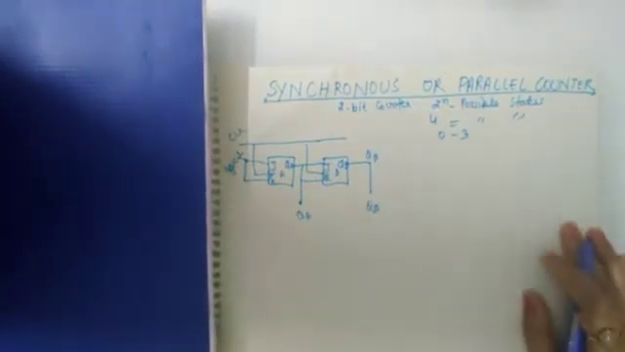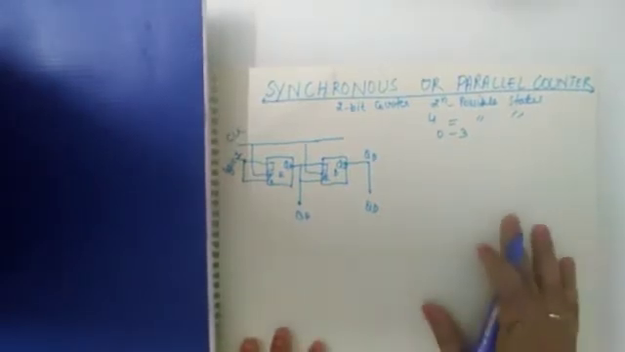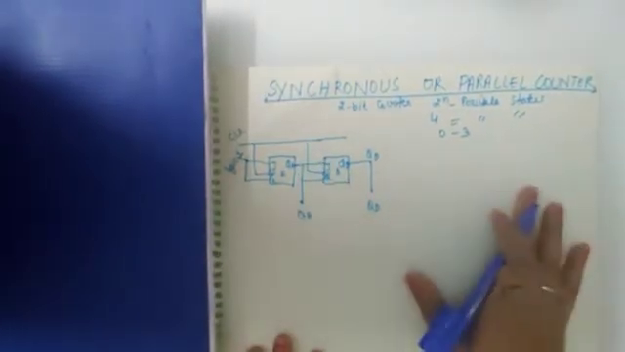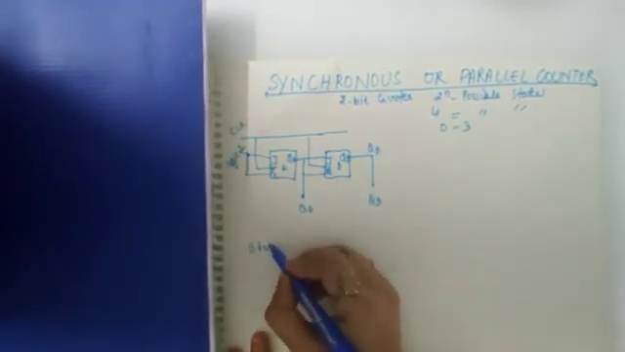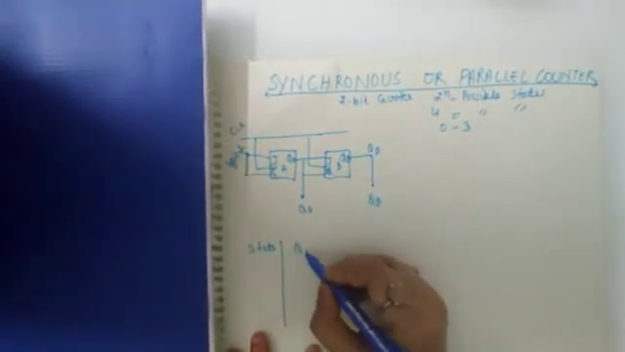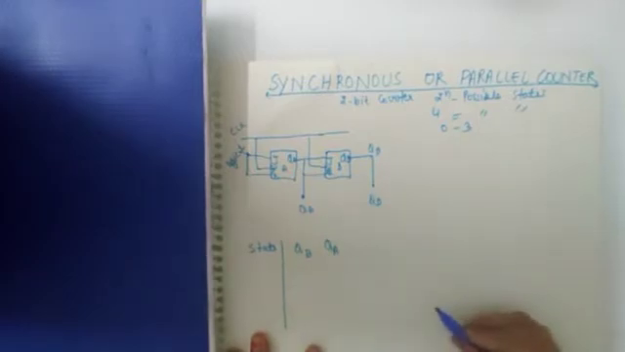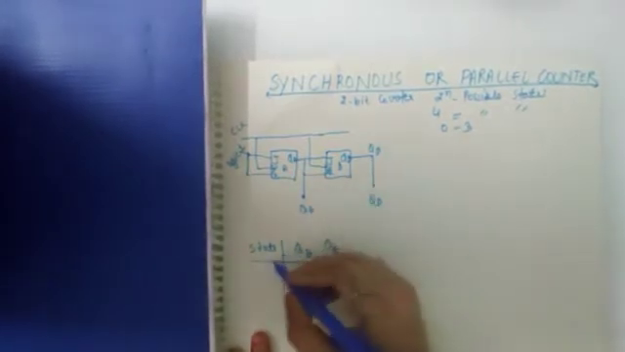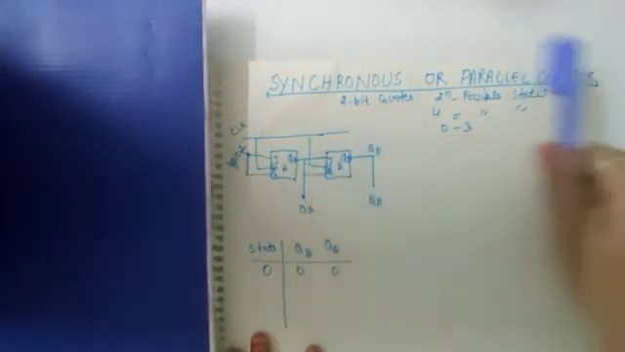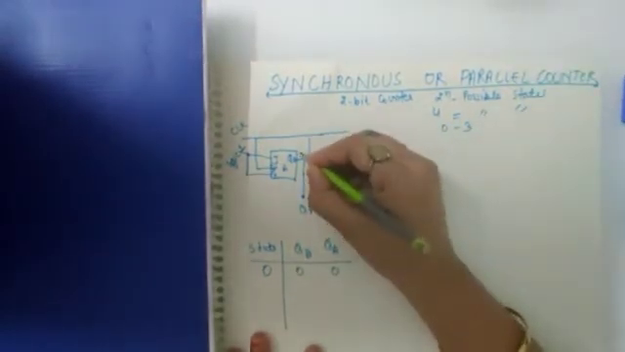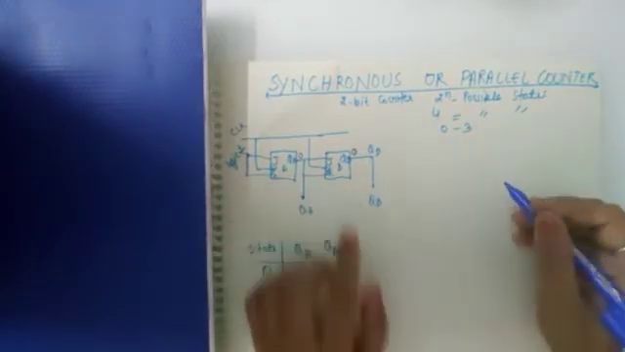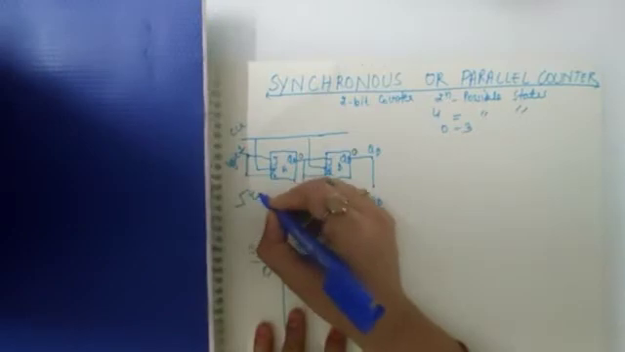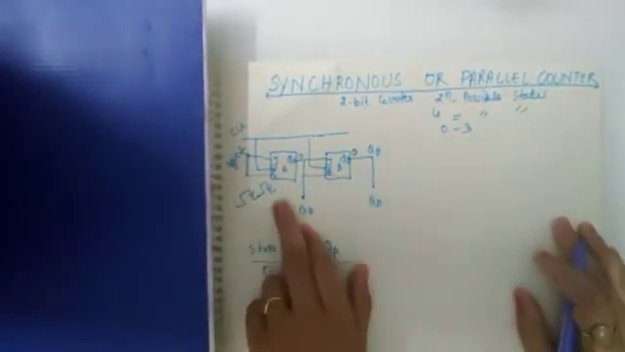Alright, now first we see the counting process in the synchronous counter. I am taking the truth table to consider the output, where QB will be the MSB and QA will be the LSB. Before giving any clock pulse, all flip-flops are in the reset state. This is 0 and this is 0. As we can see, these 2 flip-flops will respond to the negative clock pulse, so we are giving the clock pulse with a negative sign.